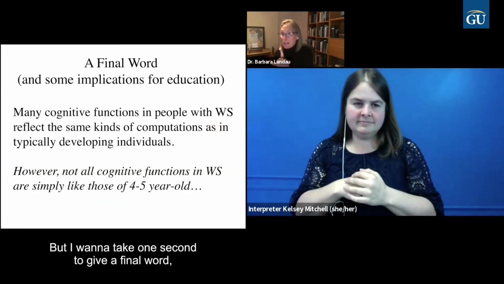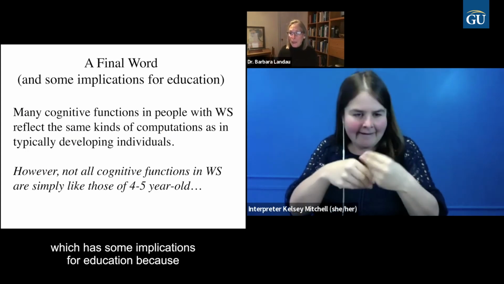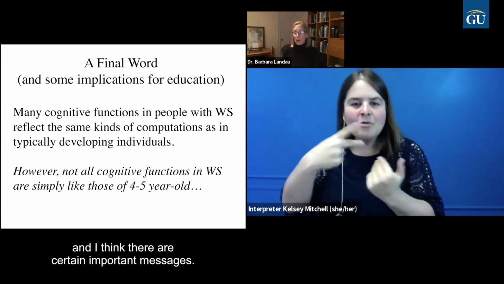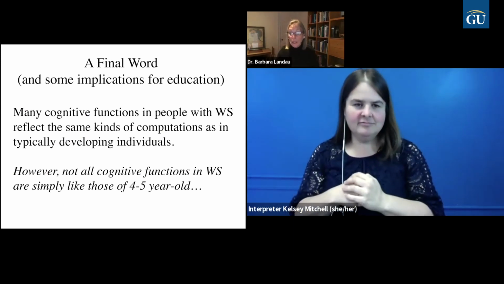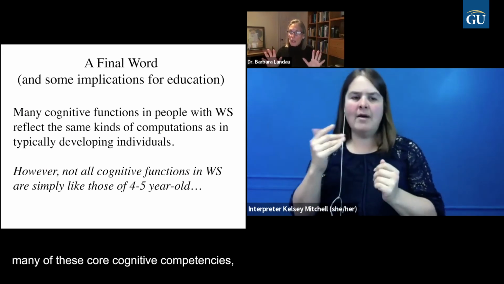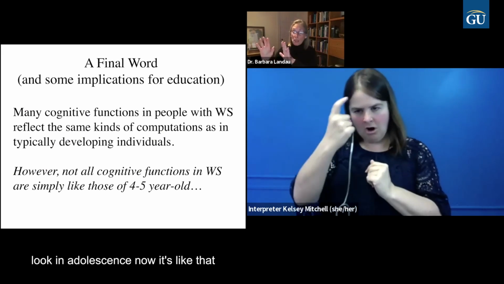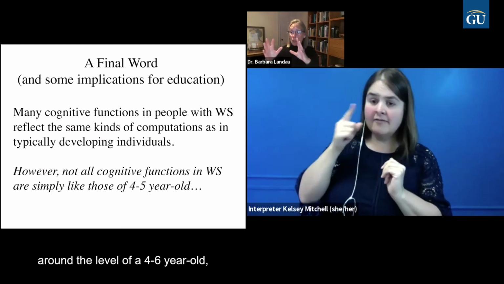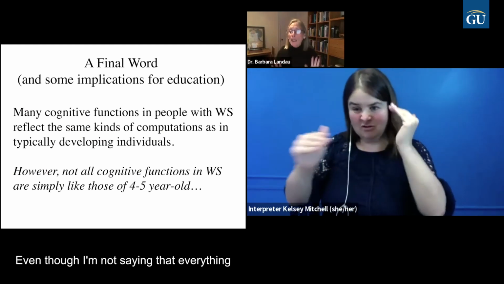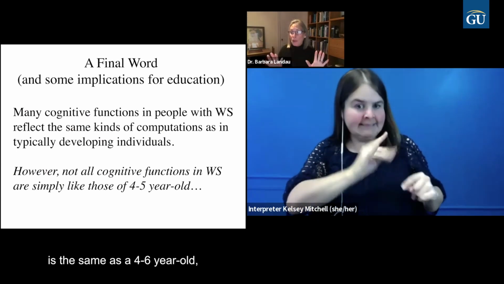But I want to take one second to give a final word, which is some implications for education, because I know that the program emphasizes education, and I think there are some important messages. Although I've been saying many of these core cognitive competencies look in adolescents and adults like they're around the level of a 4 to 6 year old typically developing individual, I'm not saying that everything is the same as a 4 to 6 year old.